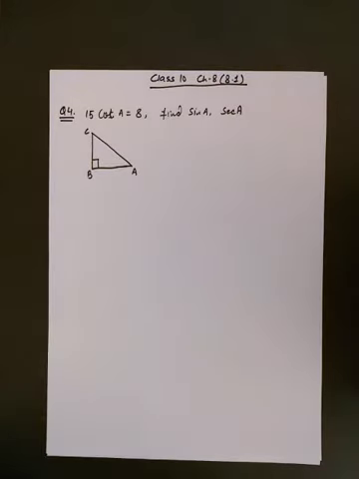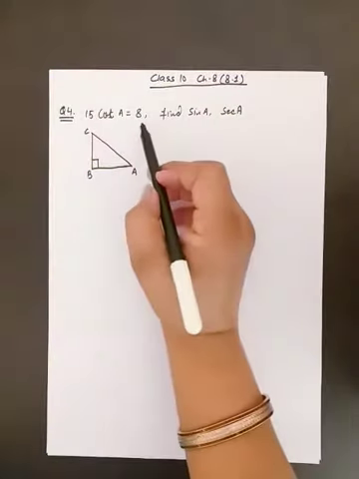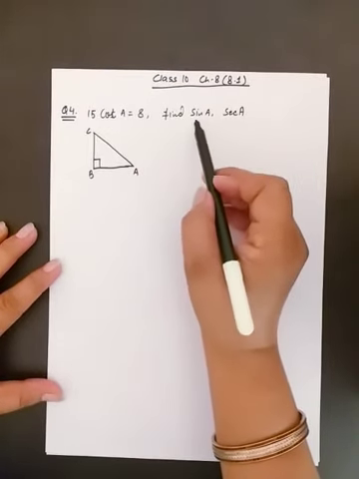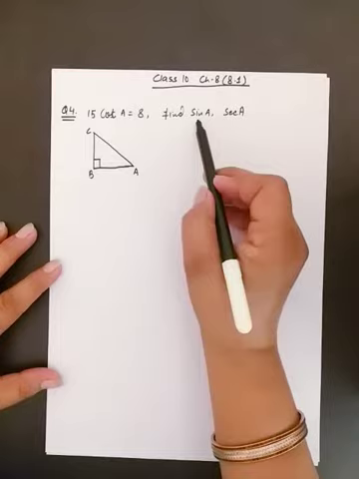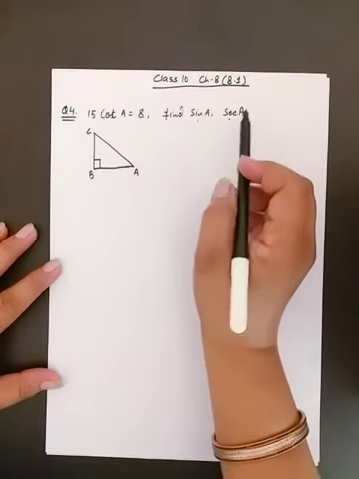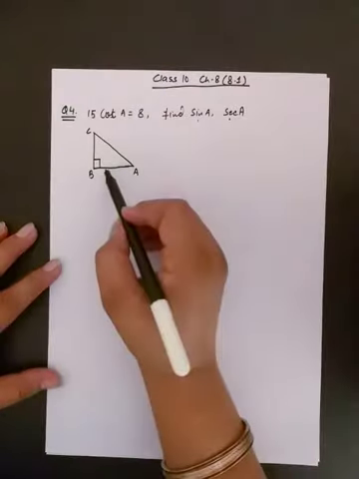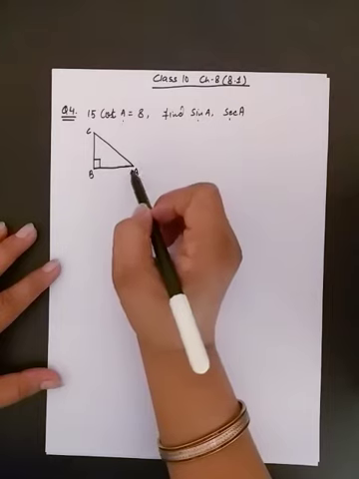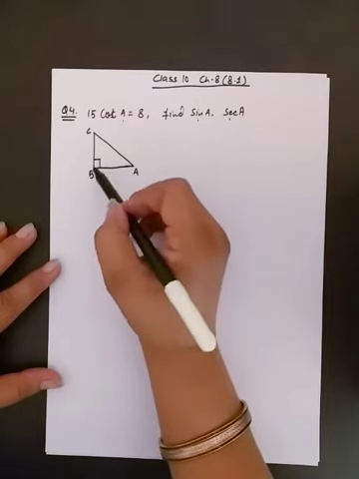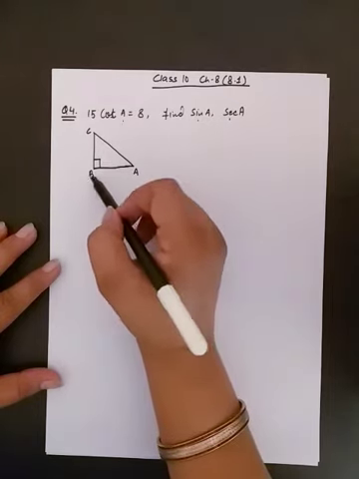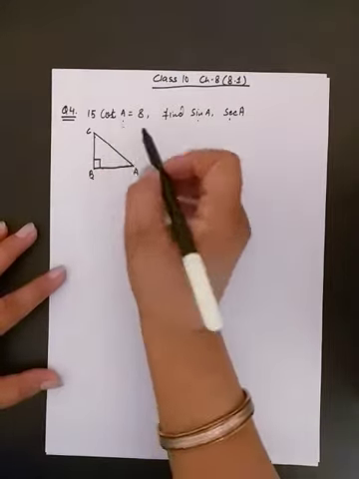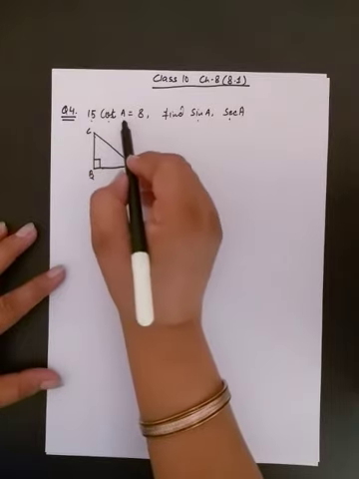Question number 4. 15 cot A is equal to 8. Find sin A and secant A. We have to find the remaining two T ratios, sin A and secant A. But before that, let us draw the figure. Here cot A is given, so it means the angle A is in base. And obviously it is a right angle triangle, so I am taking B as 90 degree and C is another acute angle.